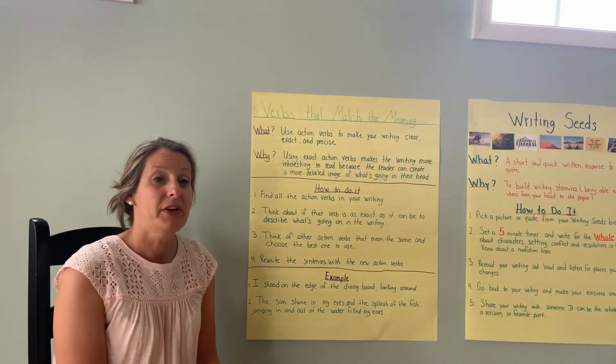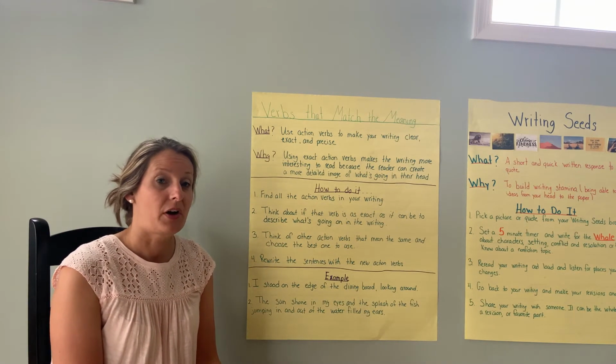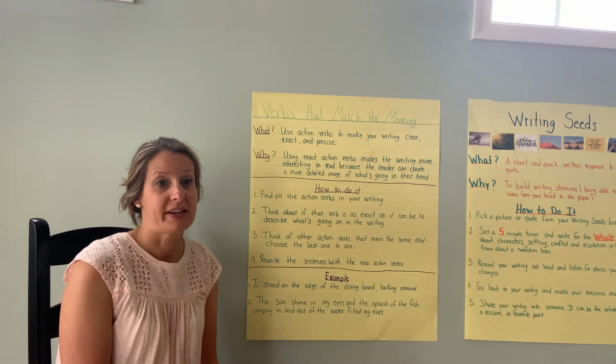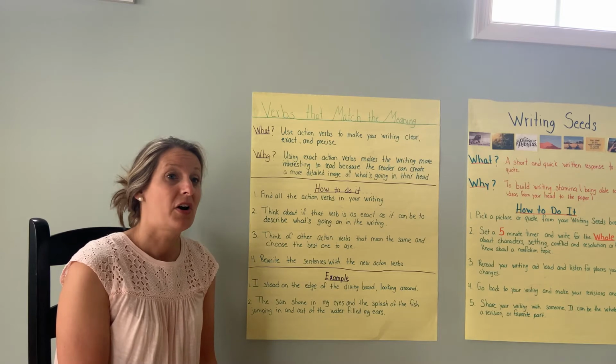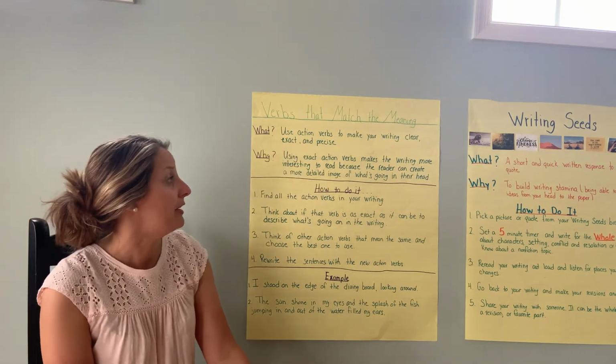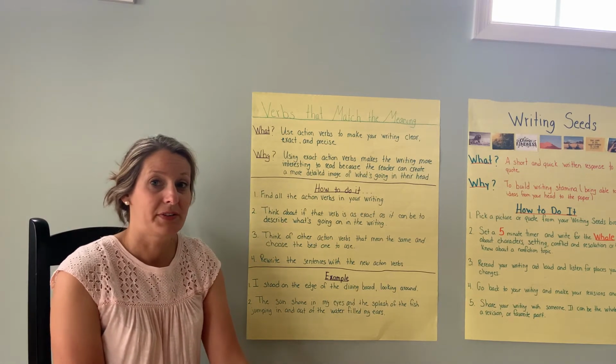It's a strategy where we look at the action verbs. Remember, action verbs are the words of things that you can do, like jumping, talking, singing, hopping. Those are all action verbs, things that you can do. So we're going to look at the action verbs to make your writing clear, exact, and precise.